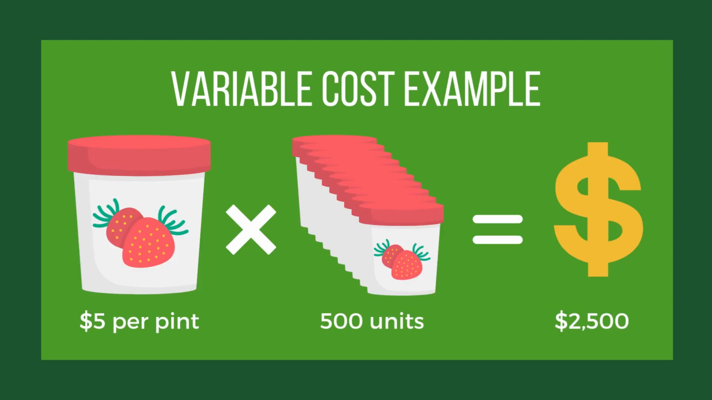Suppose Sweet Scoops produces pints for a cost of $5 per pint. If Sweet Scoops produces 500 units, its variable cost will be $2,500. However, if Sweet Scoops doesn't produce any units, it won't have any variable costs.